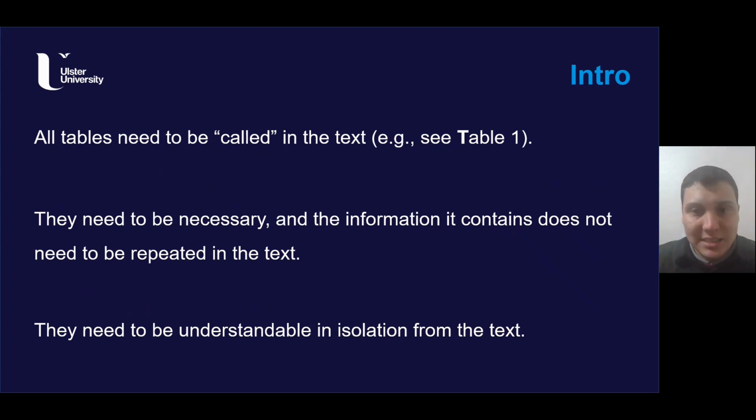So tables need to be necessary, and the information in the tables doesn't need to be repeated in the text. Why do tables need to be necessary? Because you shouldn't just create tables if you don't need them. Usually, you create a table because you have systematically repeated type of information in your text that instead of just repeating the same thing over and over again in the text, it just reads better to give your reader a table that summarizes this system of information.